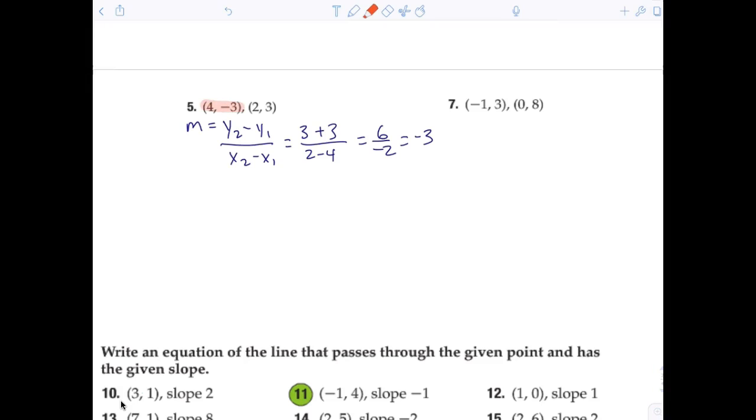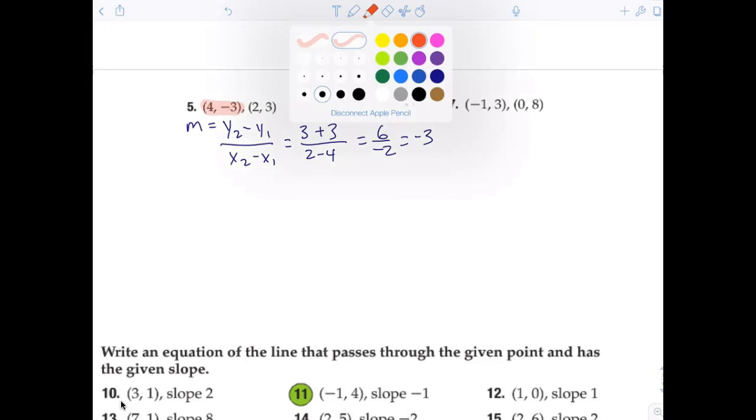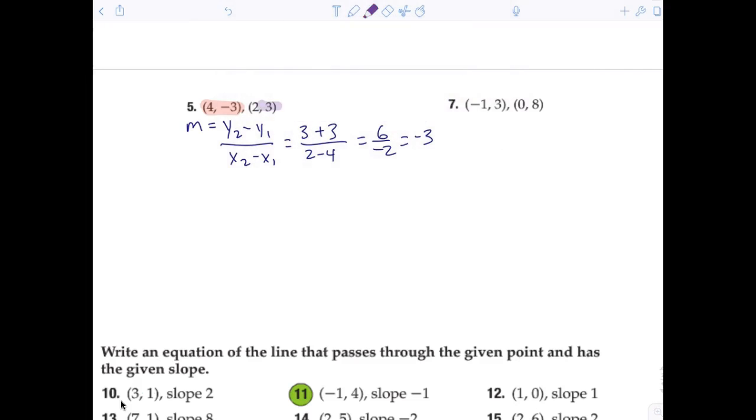Now, you have a choice. You can either pick this point or you can pick this point. Does it matter which one? No. What's going to happen is we're going to do it both ways so I can show you exactly it's the same, even though it doesn't look like the same answer. All right, let me show you what I mean by that. If I write the equation using the first point, it's going to be y plus 3 equals negative 3 times x minus 4. Anybody have any problems with that?